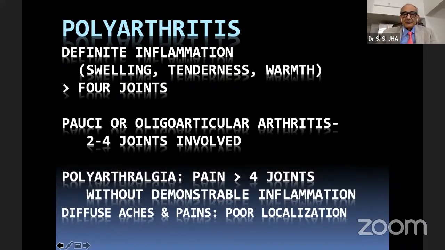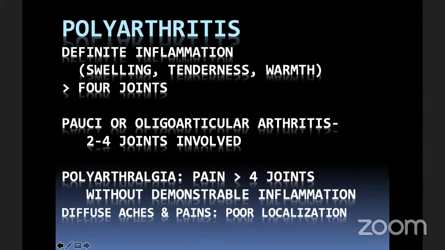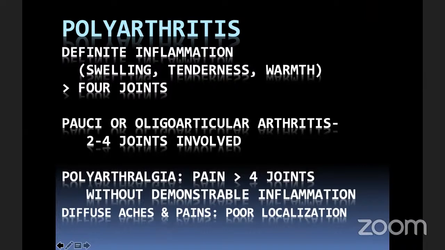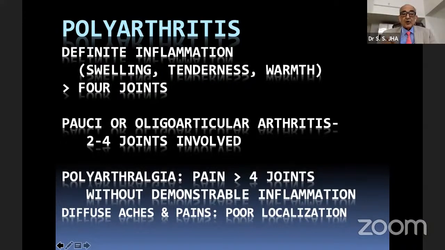Well, friends, as Dr. Yogeesh has rightly said, and Dr. Amarnath was saying, when should we label a diagnosis? Many a time we simply prefer to write polyarthritis. What does it mean? Dr. Amarnath has rightly said that definite signs of inflammation, swelling, tenderness, warmth are there, but the number of joints will have to be 4 or more. When the number is only 2 to 4, it is known as oligoarticular arthritis.